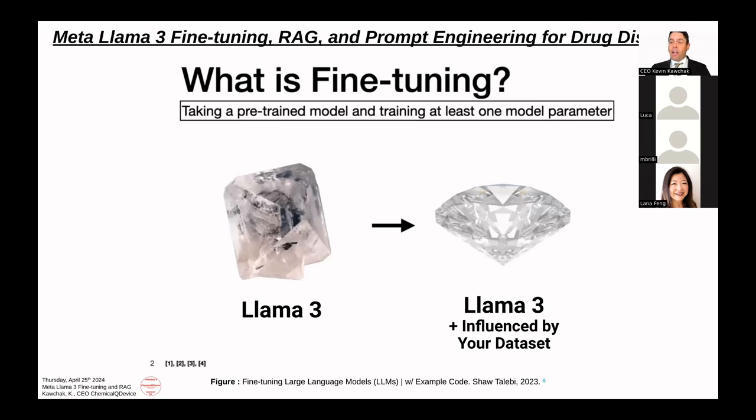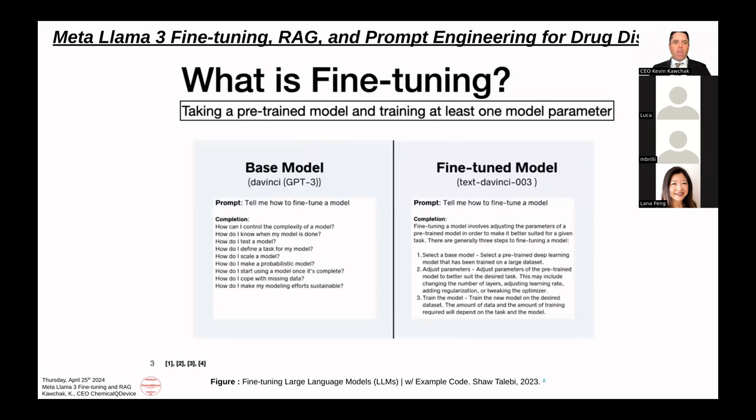On top of that, a lot of times you take approximations of the parameters. You're not using the full weights, which shows up in the megabyte size. Here's a rough example. This is taking DaVinci GPT-3, and it's very similar for Llama. Tell me how to fine tune a model, and it gives back all these other answers.